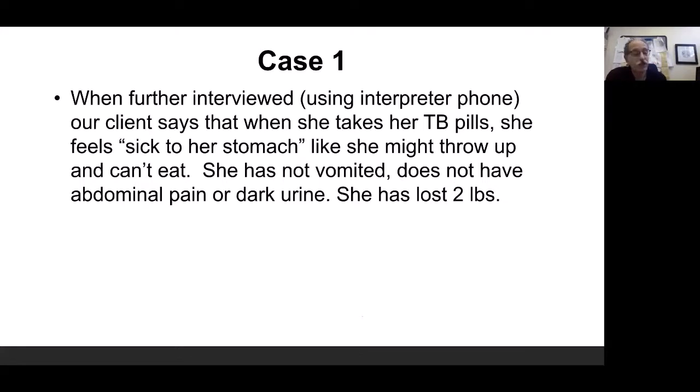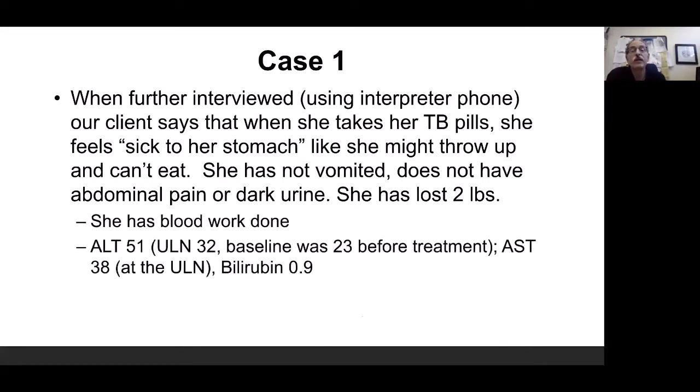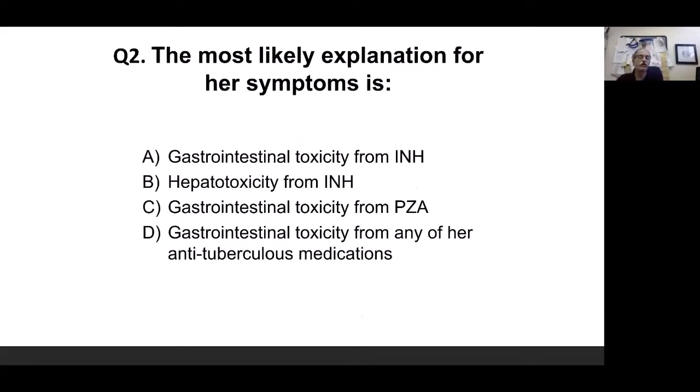She does have lab work done. She has an ALT that is mildly elevated from her baseline and a normal bilirubin. All right, so what's the most likely explanation for her symptoms?